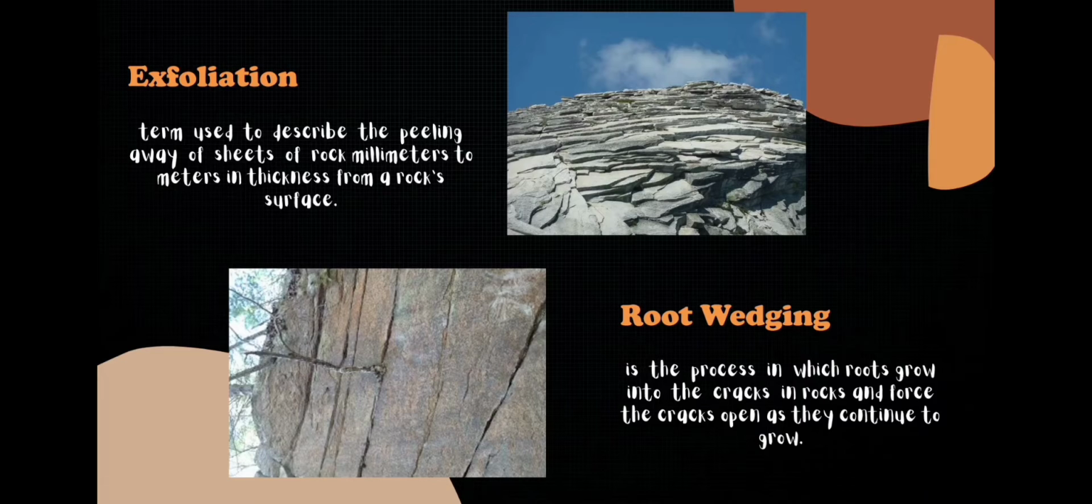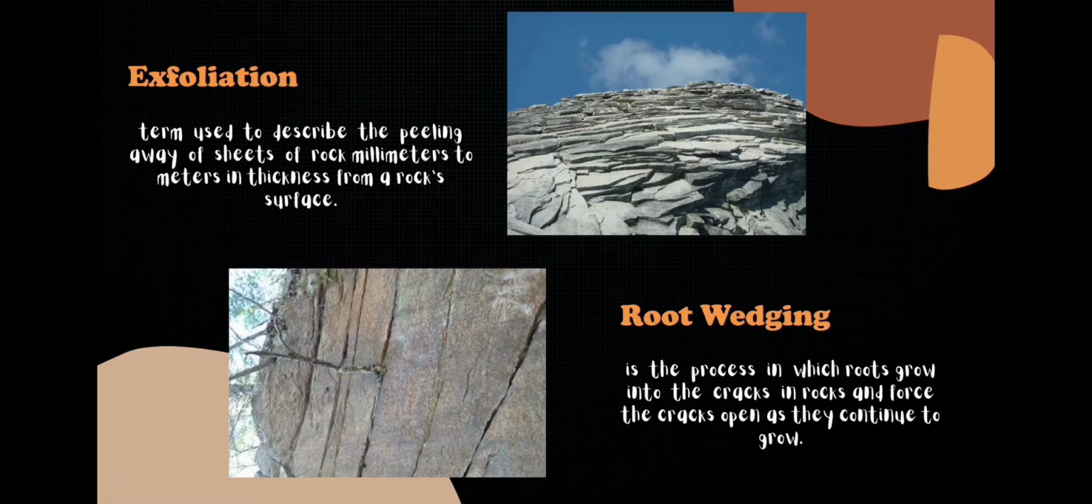Root wedging is the process in which roots grow into cracks in rocks and force the cracks open as they continue to grow. This means the mechanism by which roots develop into cracks in rocks and push the cracks apart as they develop is known as root wedging. If the roots expand, it means they contain organic acids, thus eroding the rock and providing more room for the roots to grow into. So that's it for physical weathering.